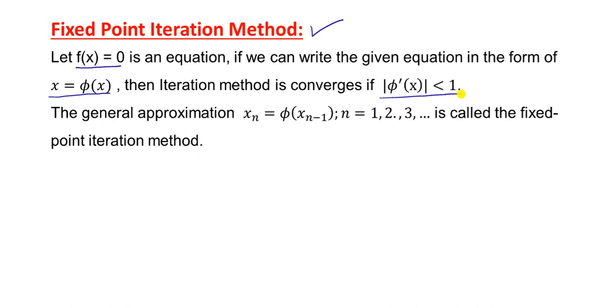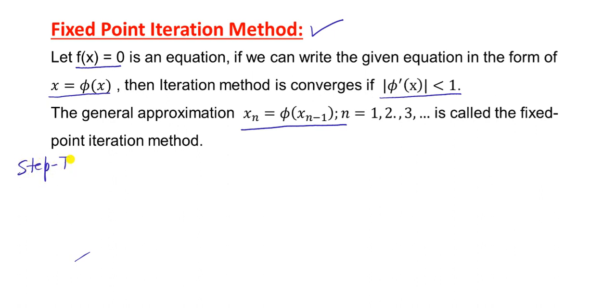Then the general approximation to the root is defined as x_n = phi(x_{n-1}), where n = 1, 2, 3 and so on, and is called the fixed point iteration method. When we apply this method, we follow the following steps.